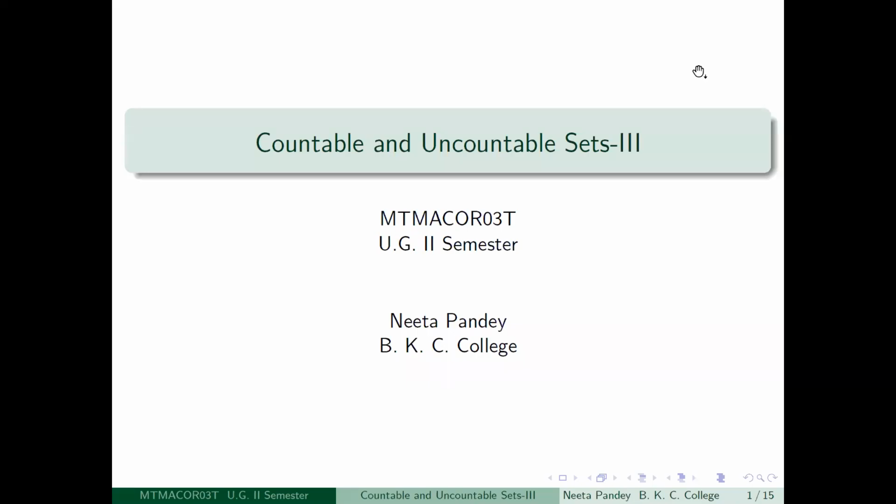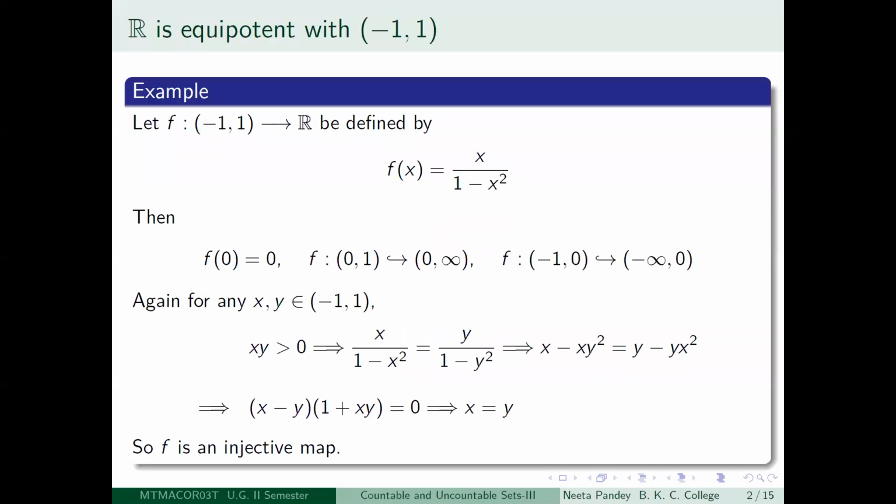In this final part of the topic countable and uncountable sets, we will be discussing a few more results, slightly more sophisticated in nature. So the first result is that R is equipotent with the open interval (-1, 1).